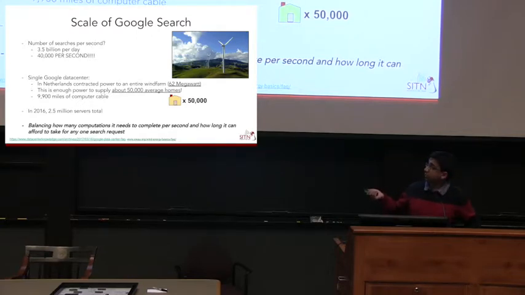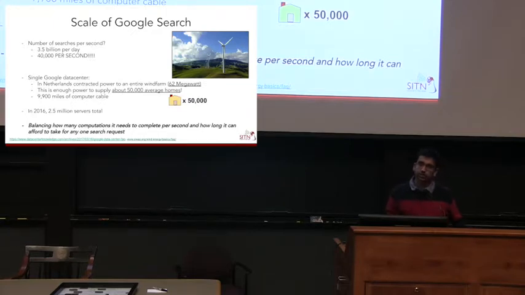Each of these data centers has up to 10,000 miles of computer cable that are just connecting each one of the systems together. In 2016, these days, in Google at least, these data centers had up to 2.5 million servers, and there's tens of these data centers across the entire world. So each one of them has tens or hundreds of thousands of these computers.